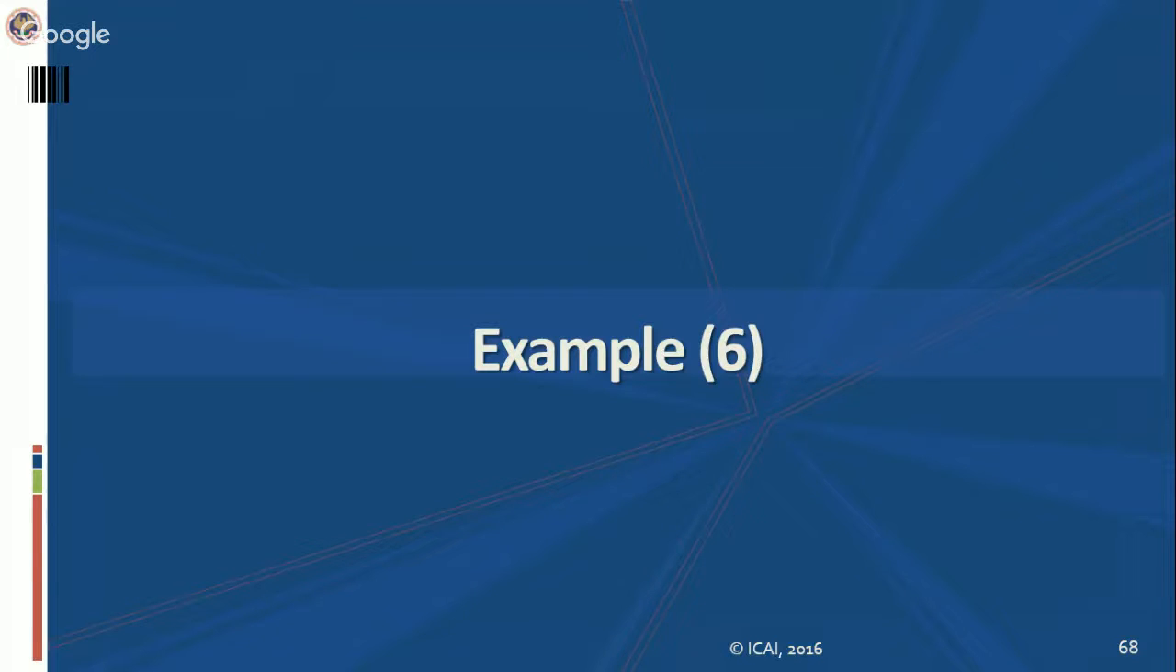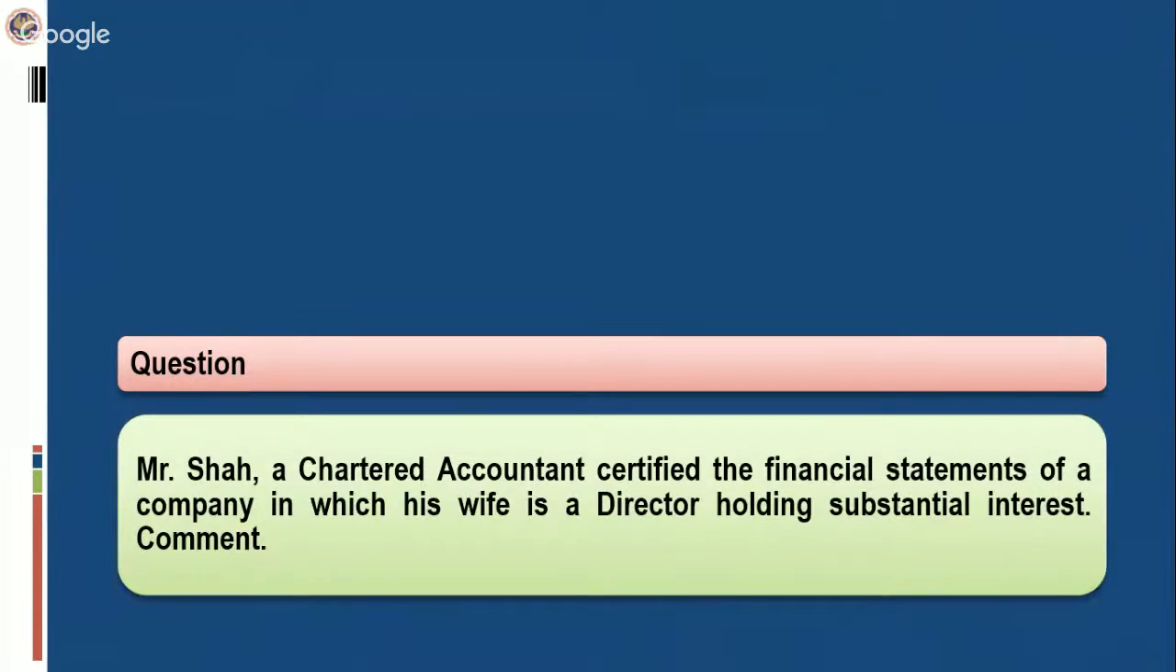Well, this is the last example I am giving you regarding checking which provision is applicable to the given case. Here, as you can see, Mr. Shah is a chartered accountant. He certified the financial statements of a company in which his wife is a director holding substantial interest. Here, the case is related to where the relative of the auditor is a director in the company which he is going to audit, or he is going to be appointed as an auditor. Therefore, as you can see here, this is a company and the wife is a director. Which of the provisions shall be applicable here?